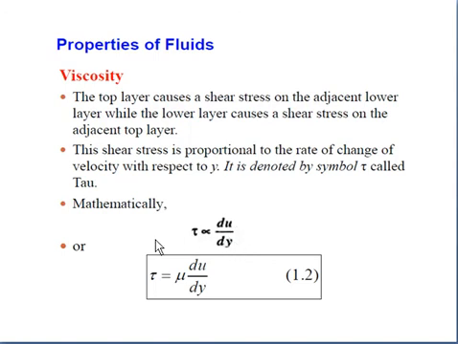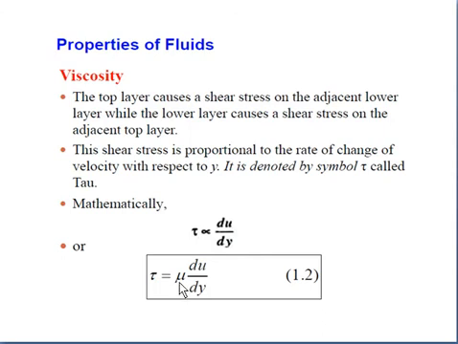Here the stress is directly proportional to the velocity gradient, so we can use the formula tau is equal to mu into du by dy. This mu is the proportionality constant, and it is called the dynamic viscosity. This is a very important equation we have to use many times while solving problems: tau is equal to mu into du by dy, where mu is the dynamic viscosity.